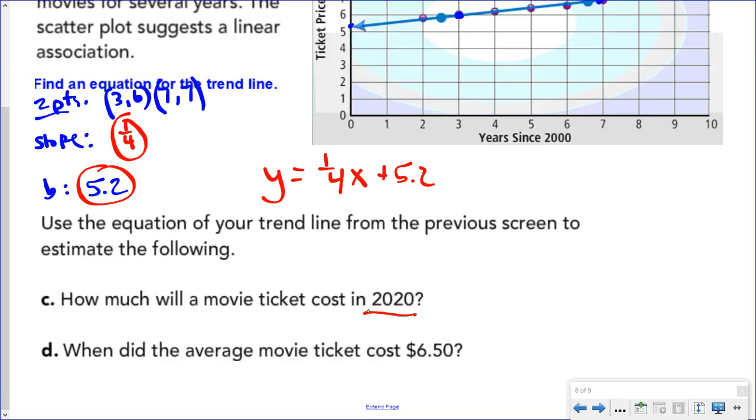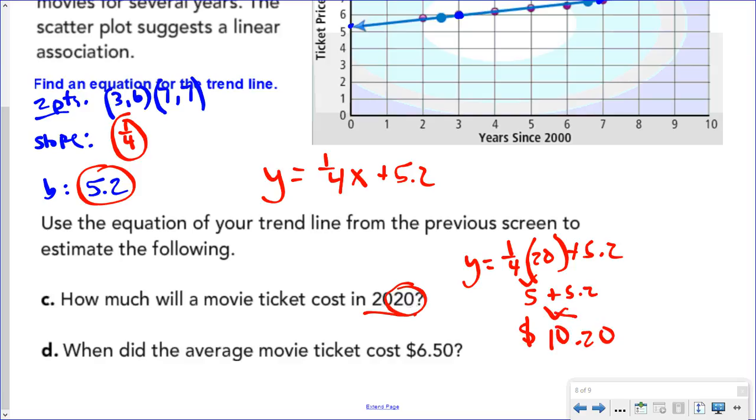How much will the movie cost in 2020? Well, how many years down the road is that? It's 20 years down the road since 2000. So I do y equals 1/4 times 20 plus 5.2. And when I work this out, this becomes 5 plus 5.2. In the end, I get $10.20 as my future cost 20 years from 2000.